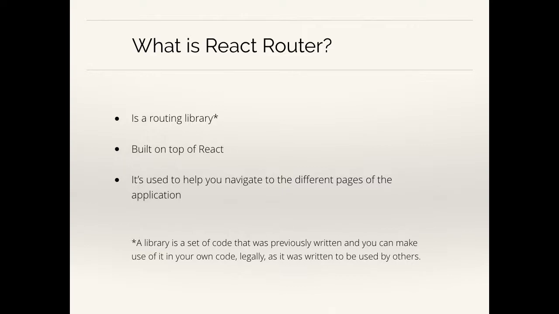So React Router is a routing library, which for me was a bit confusing because I didn't know what library meant. So I presented its definition at the bottom of the page. A library is a set of code that was previously written, and you can make use of it in your own code legally, as it was written to be used by others. So basically React Router is a piece of code that will help us create the routing in our app.